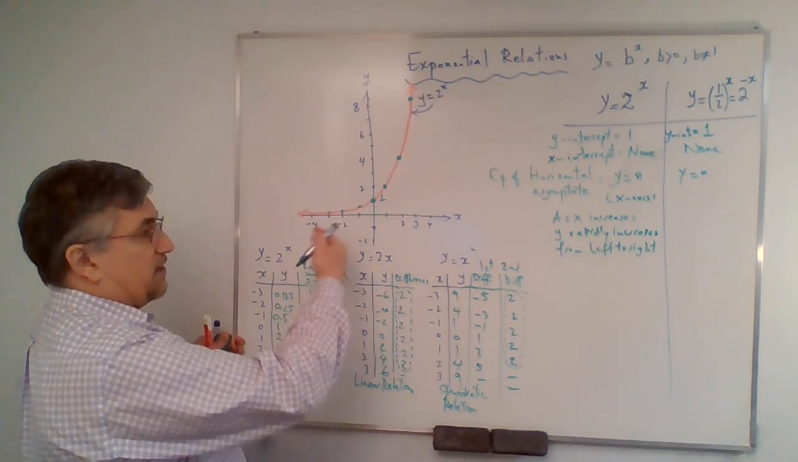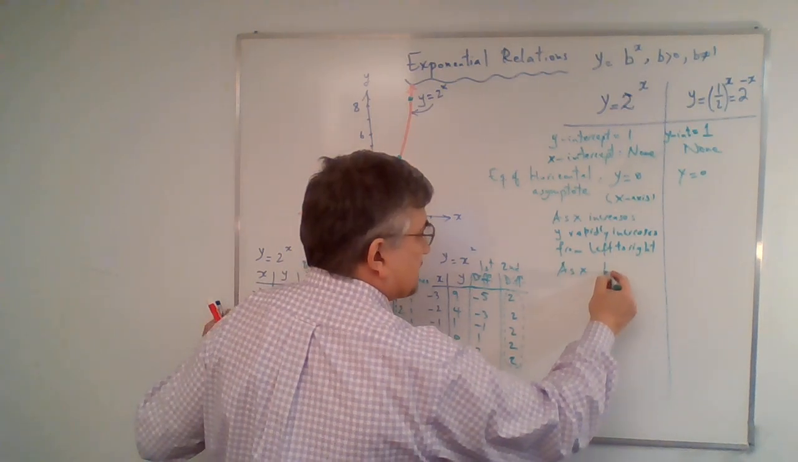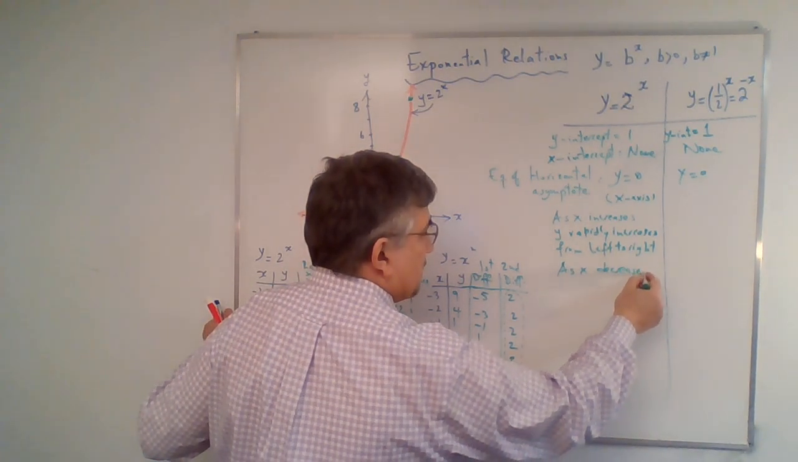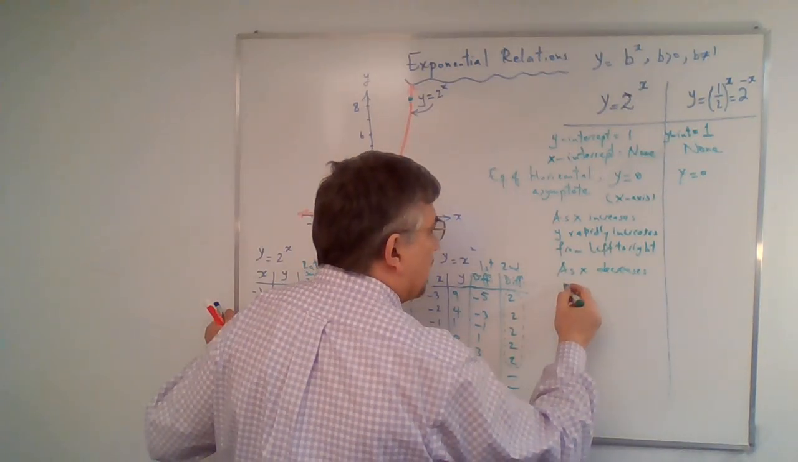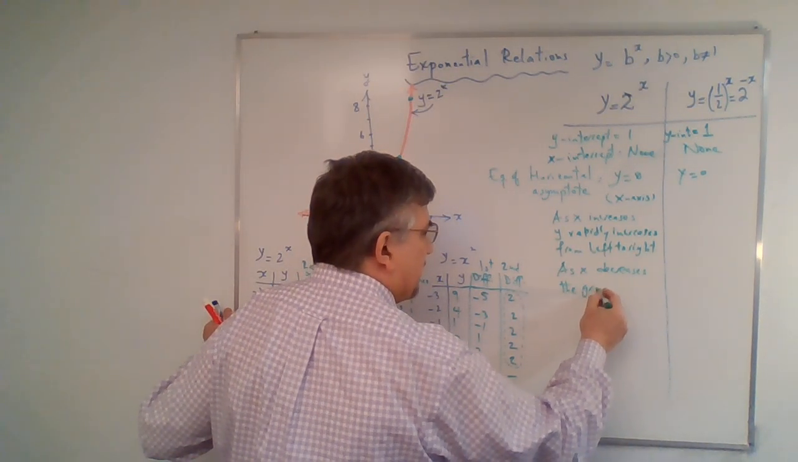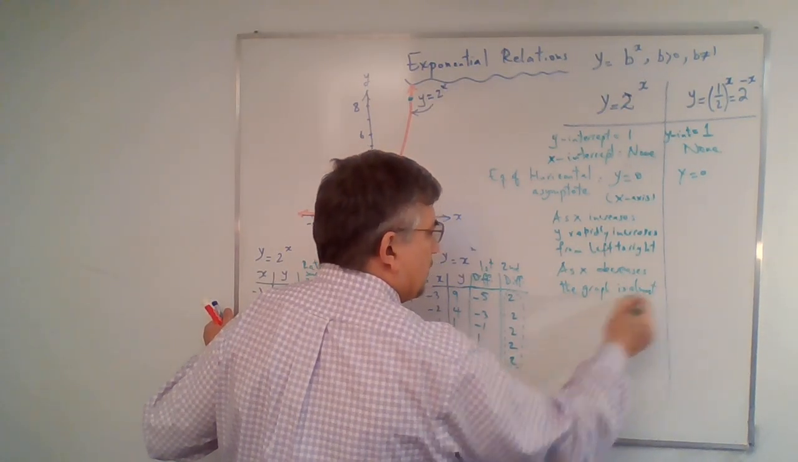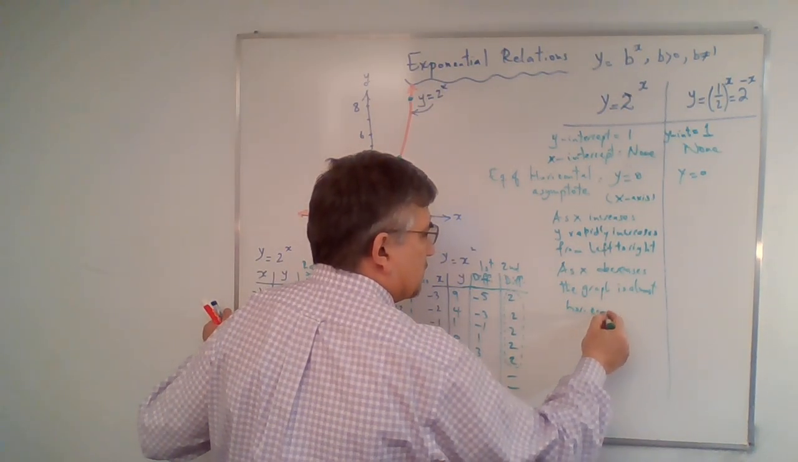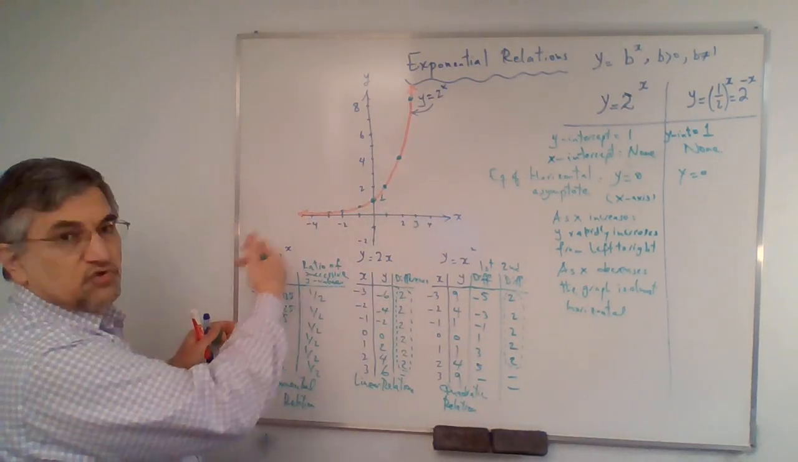But on the left side, when x is decreasing, so I say as x decreases, we see that the graph becomes almost horizontal. So I should say the graph is almost horizontal. That's what we can say. And the value of y actually approaches 0.